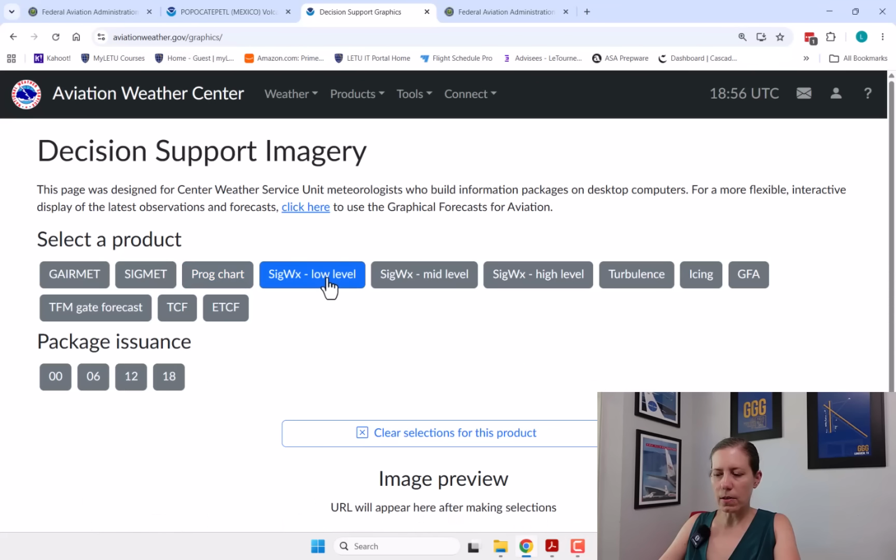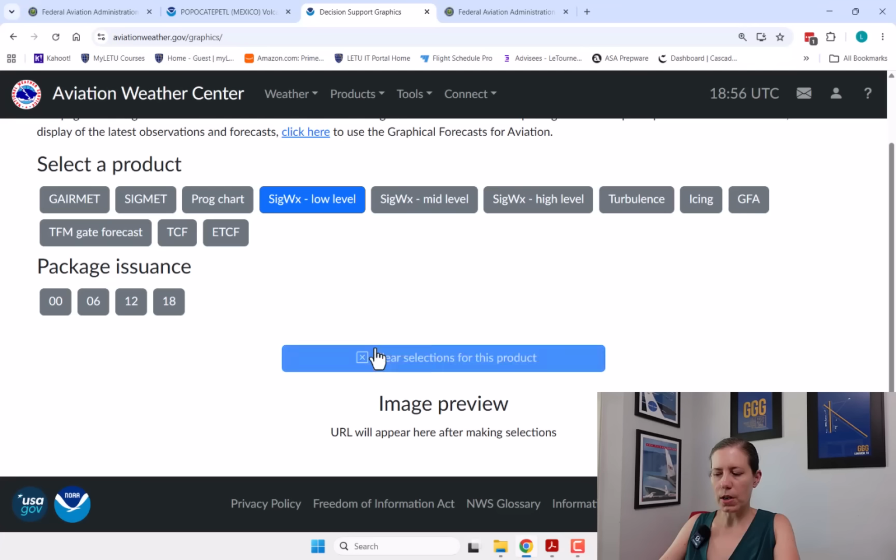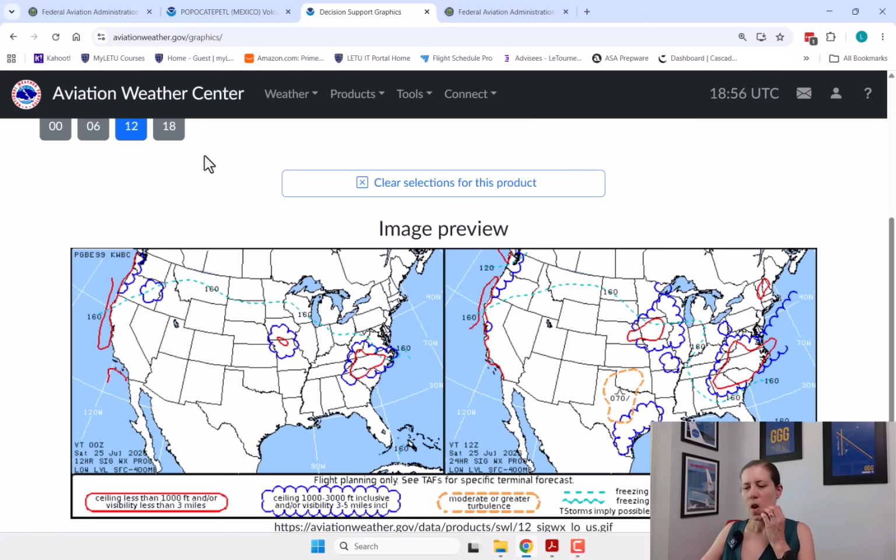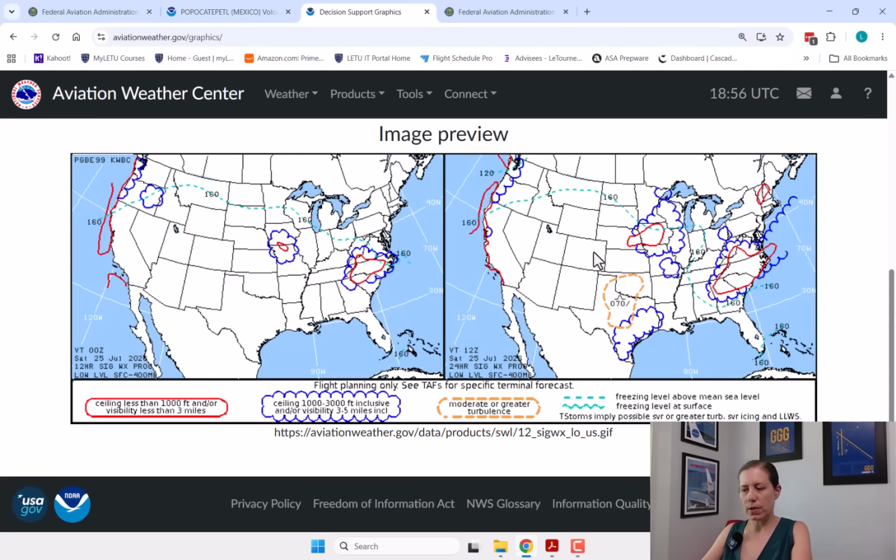Let's look at the low-level significant weather prog chart. Trying to get a good one. Okay, so what is this chart about here? Okay, what is this area here in Texas with the orangey and Oklahoma with the outline? What's that? Okay, what is all this bubbled blue area here? Okay, what is this line that is going like through the middle of Montana? Okay, what about the red?